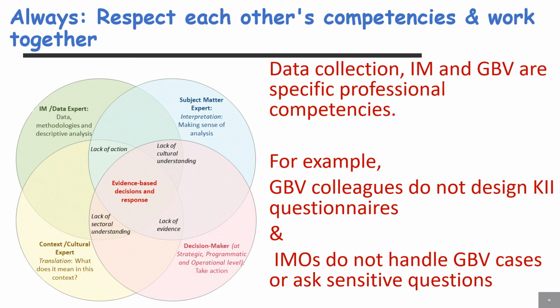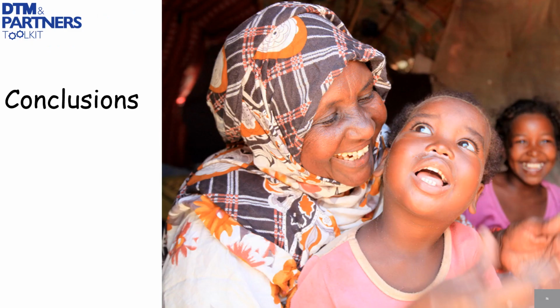Remember to always respect each other's competencies and work together. Data collection, information management, and GBV are specific professional competencies. For example, GBV colleagues do not design key informant questions, and information management colleagues do not handle GBV cases or ask sensitive questions. Let us now conclude.